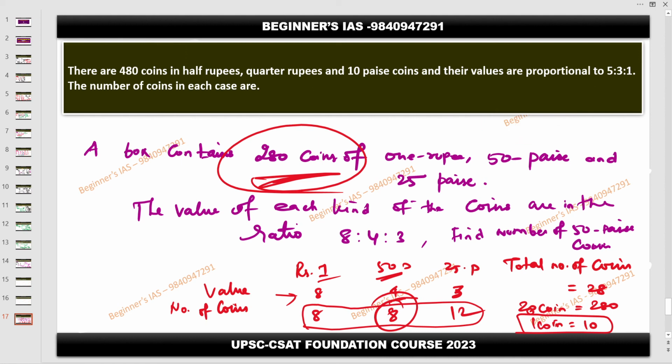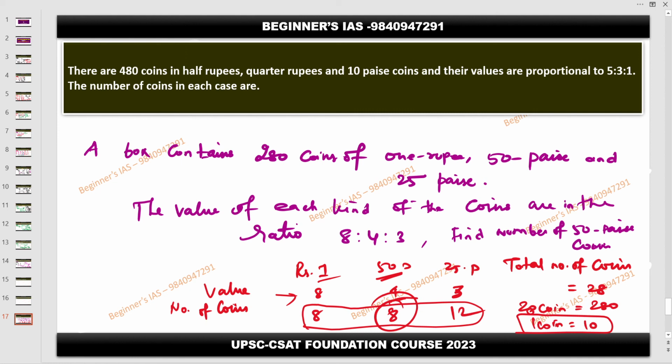150, 180, 150. Correct. With respect to the first one: half rupees means 50 paise. Quarter rupees means 25 paise. Here 10 paise. Then what is the value here? 5 rupees.